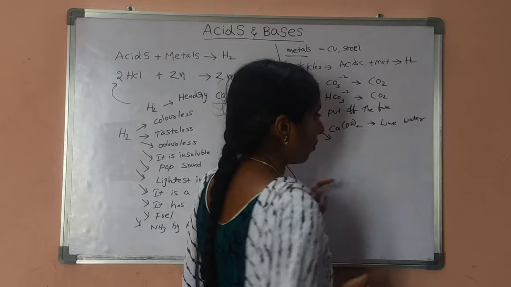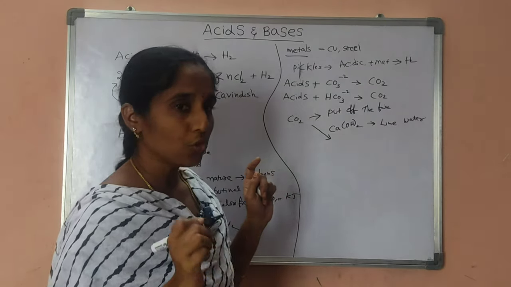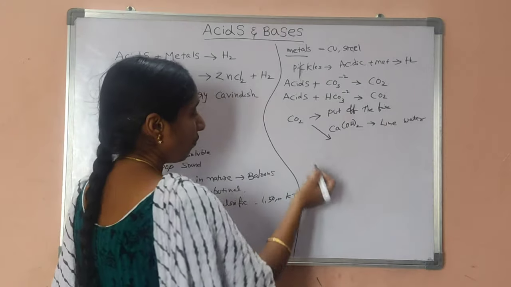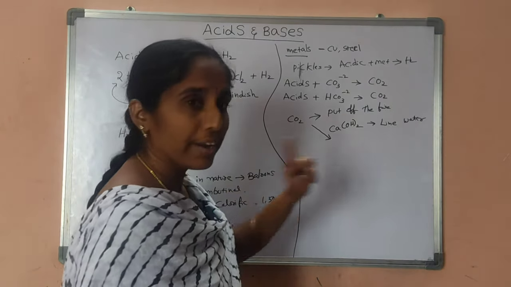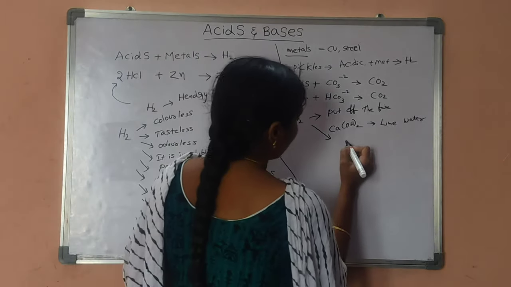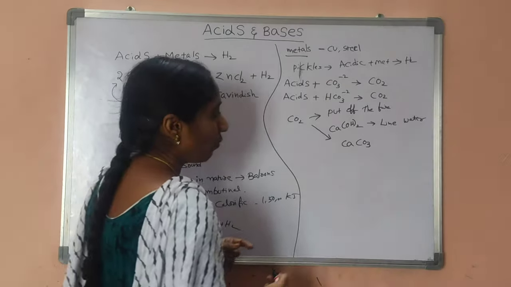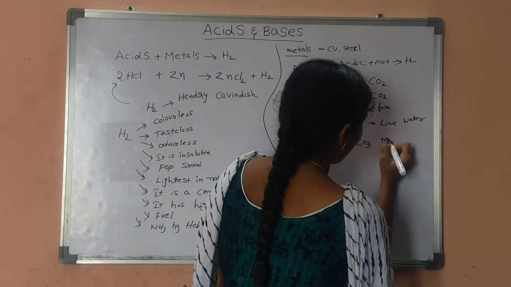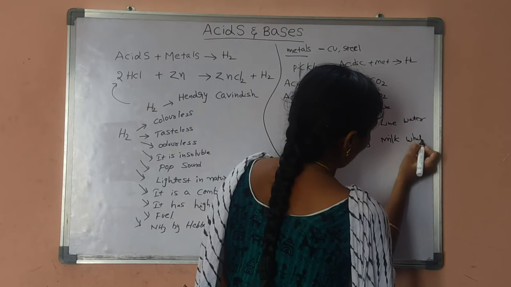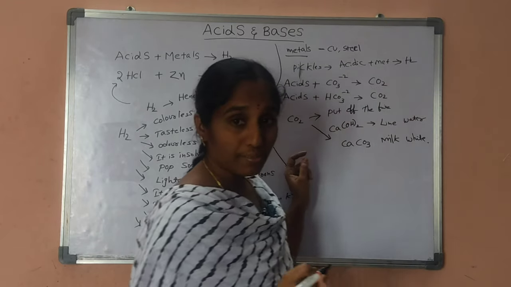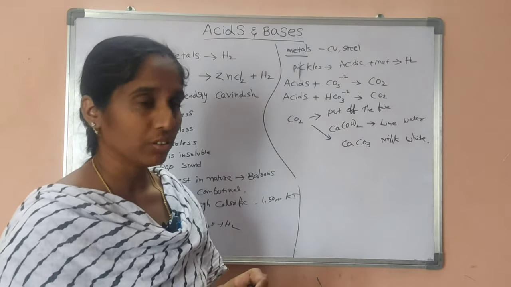What is the chemical formula of lime water? Ca(OH)2. When carbon dioxide is passed through calcium hydroxide, calcium carbonate is formed. A milky white precipitate is formed. This precipitate is calcium carbonate.